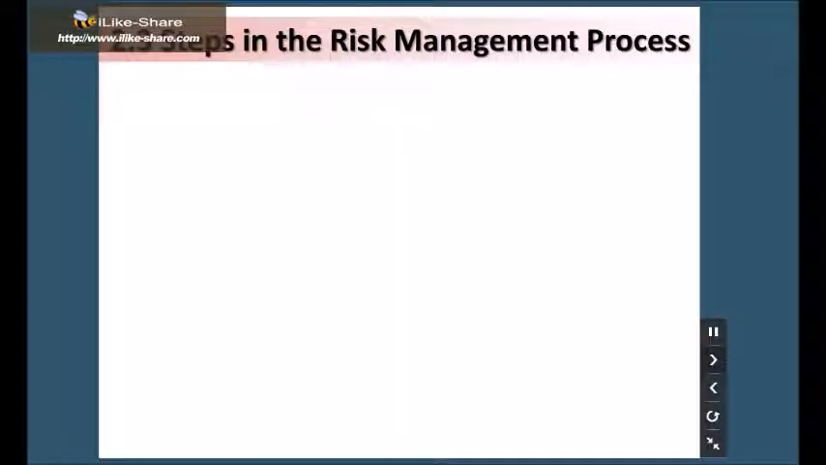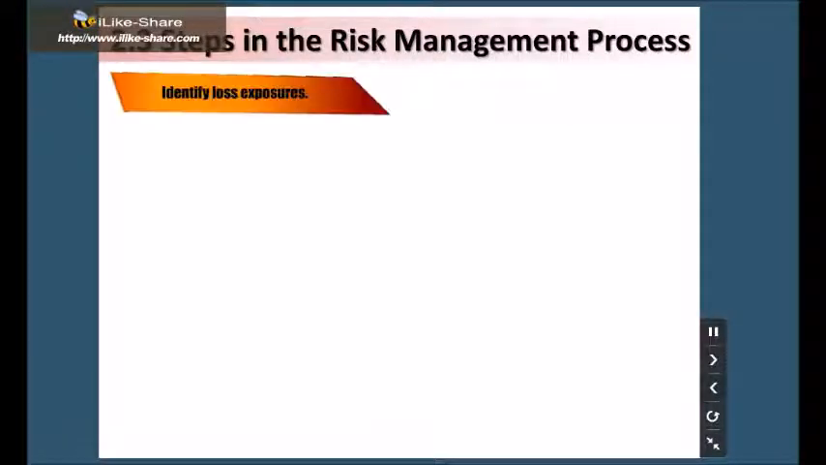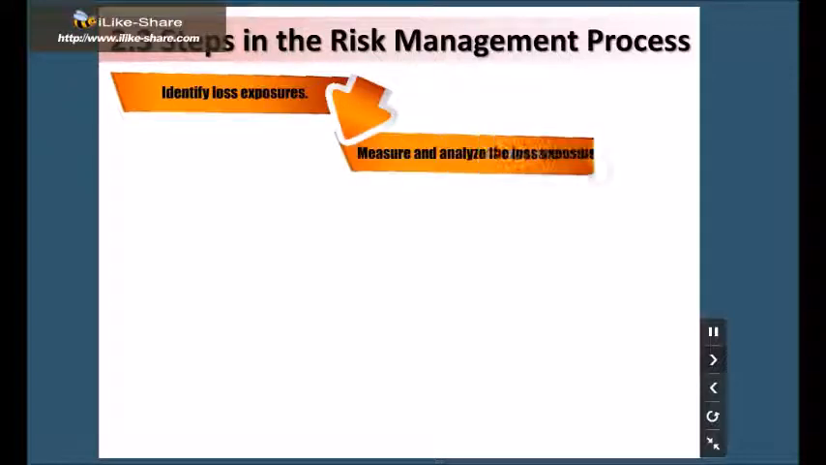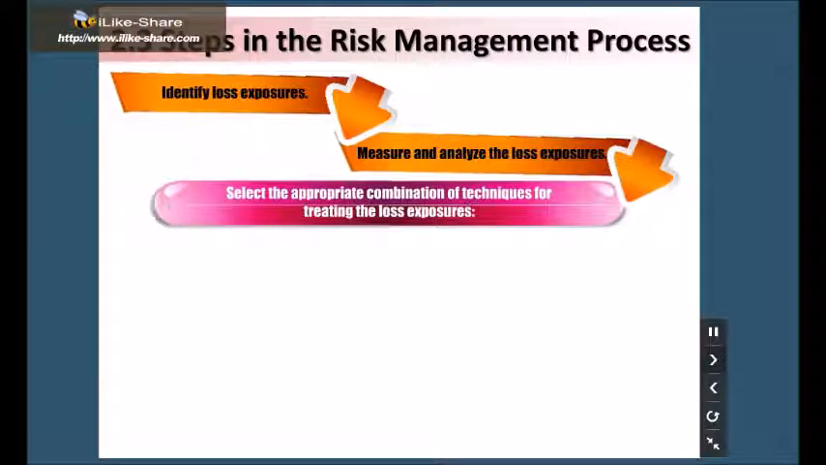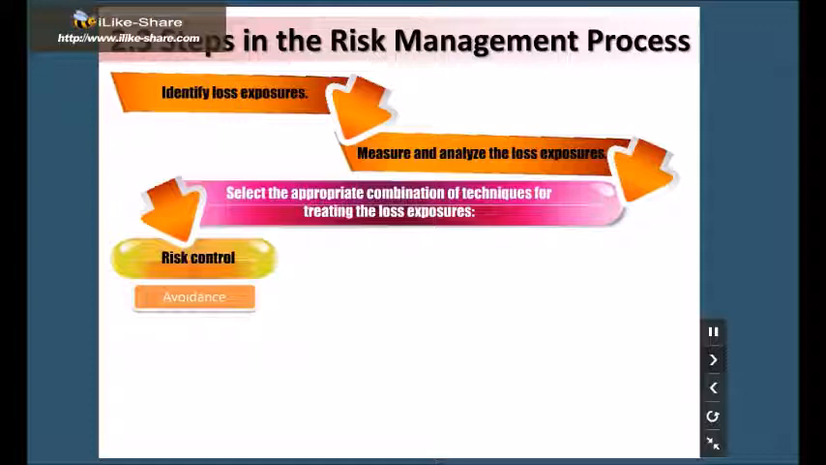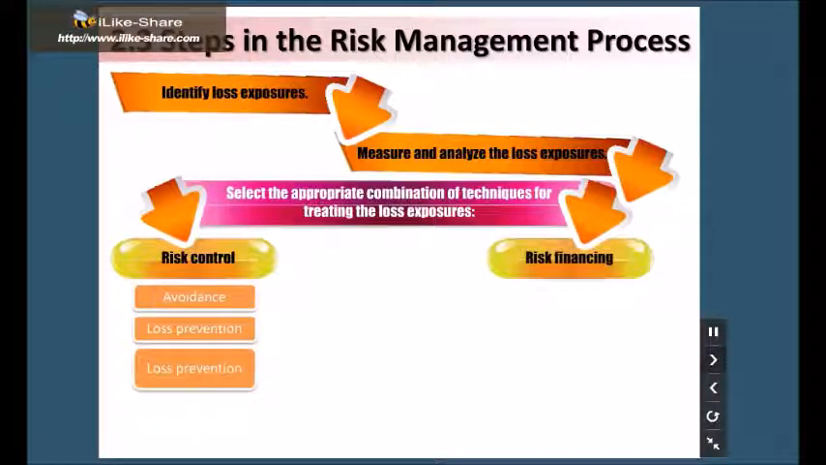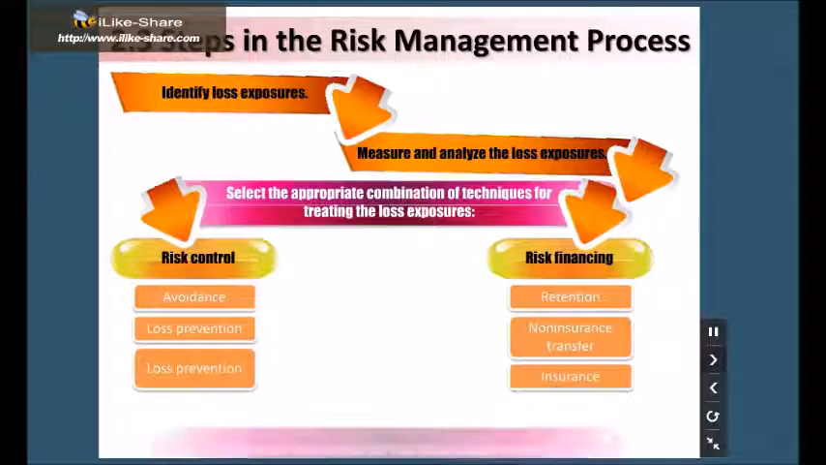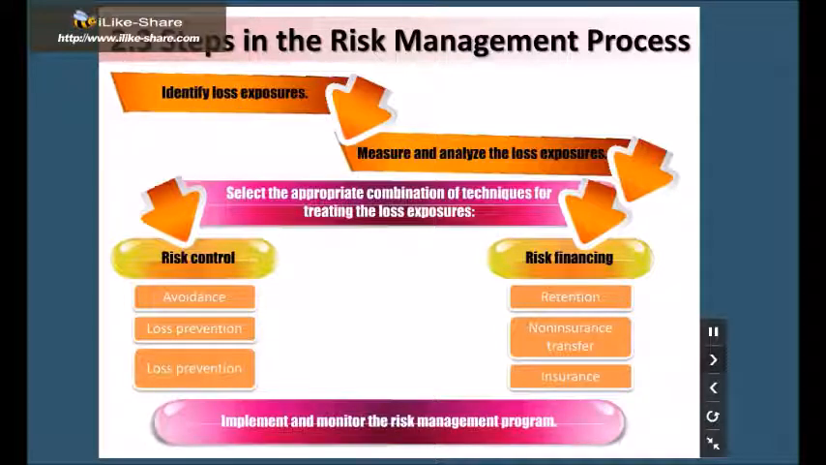Steps in the risk management process. Identify loss exposures. Measure and analyze the loss exposures. Select the appropriate combination of techniques for treating the loss exposures. Risk control: avoidance, loss prevention, loss reduction. Risk financing: retention, non-insurance transfer, insurance. Implement and monitor the risk management program.